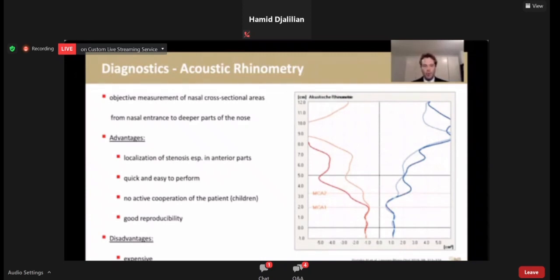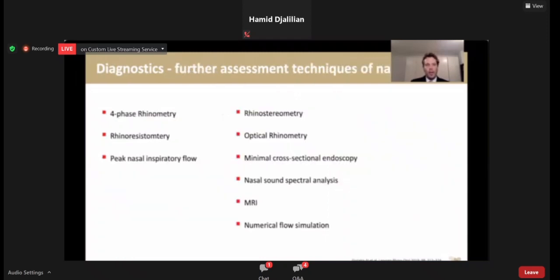There's no active cooperation of the patient needed, so it's a good measurement for children, and the reproducibility is very, very good in comparison to rhinomanometry. The disadvantage is you need an expensive device, and this is, in my eyes, the only disadvantage of this diagnostic procedure. I told you that there are many more possibilities to assess the nasal patency.